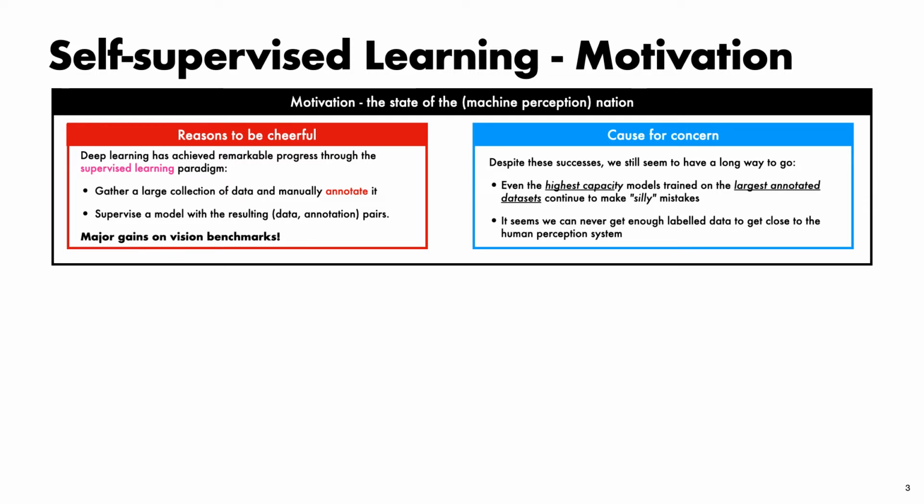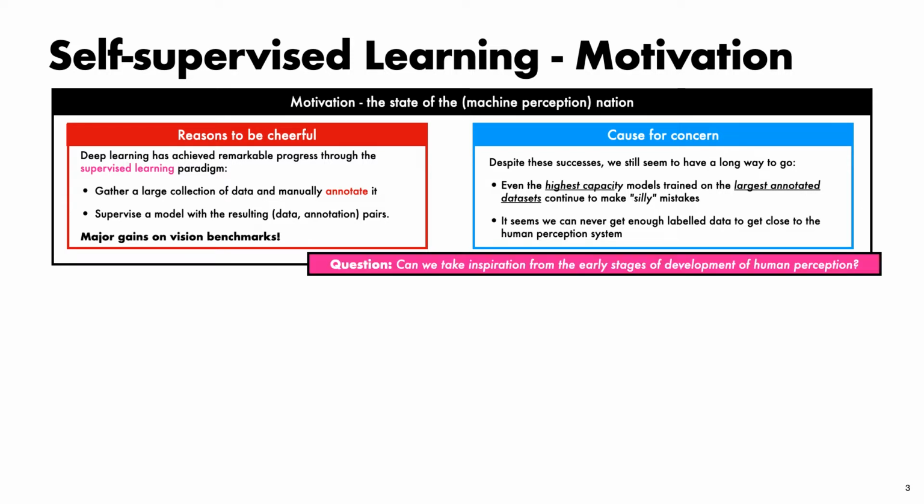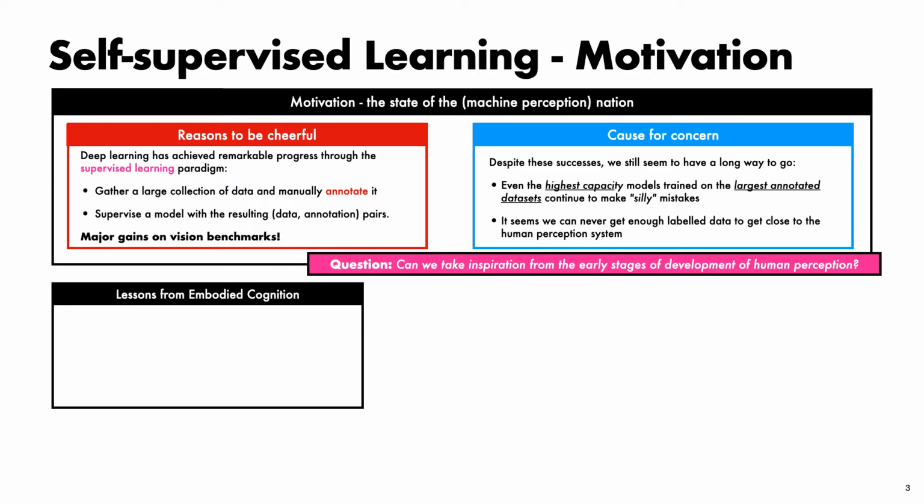Perhaps more worryingly, it seems that we can just never get enough labeled data to get close to the human perception system. This state of affairs prompts a natural, age-old question. Can we take inspiration from the early stages of development of human perception to improve things? To answer this, it's worth considering the wealth of research that has studied human development in some detail.